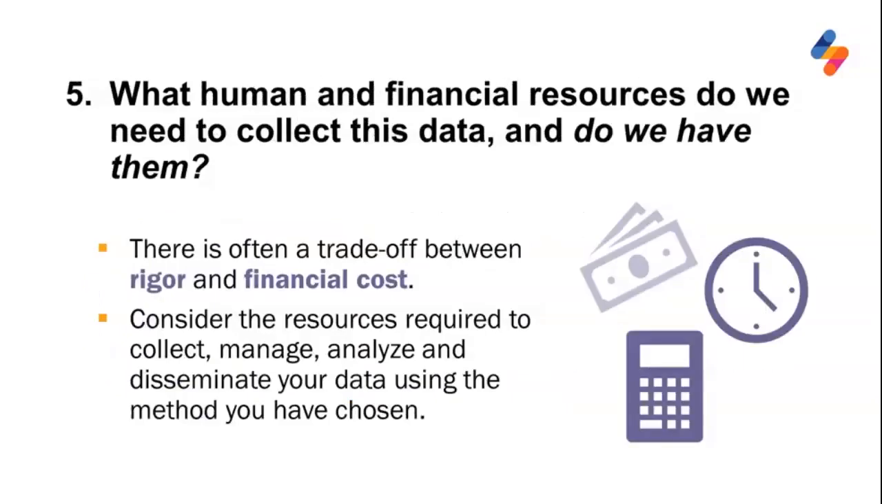And so moving on to question 5, these are our realistic constraints, right? What human and financial resources do we need to collect this data, and do we have them? So some data collection methods will require more financial and human resources than others. And often there's a trade-off between rigor and financial cost. So I think this is not a one-size-fits-all. It's really important to consider what resources will be required to collect, manage, analyze, and also disseminate your data using the method you've chosen, and then really think about what your existing capacities are.